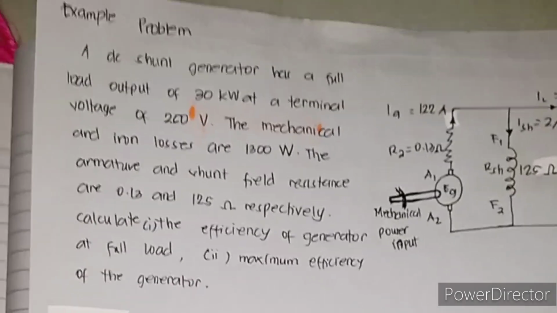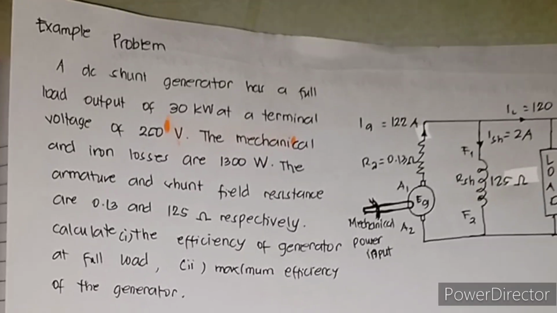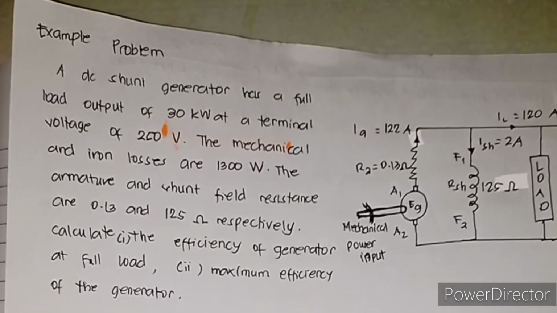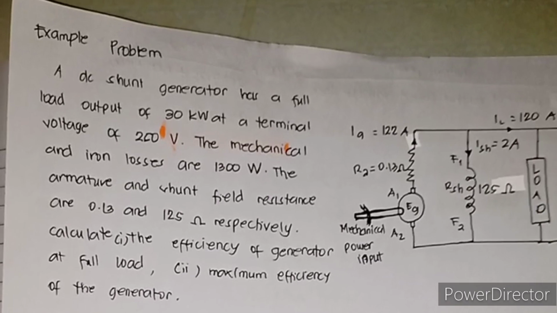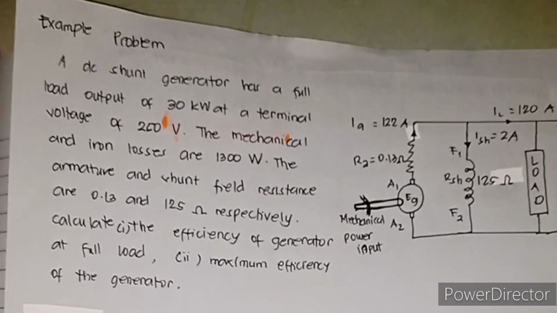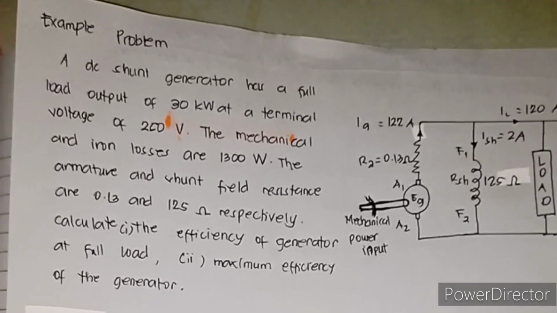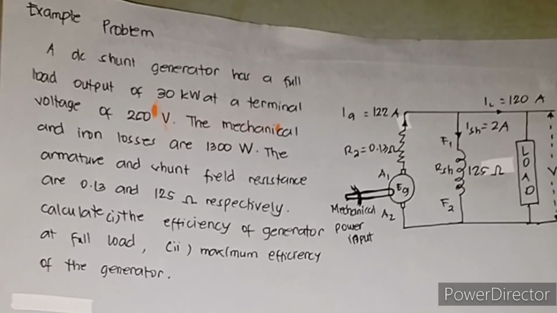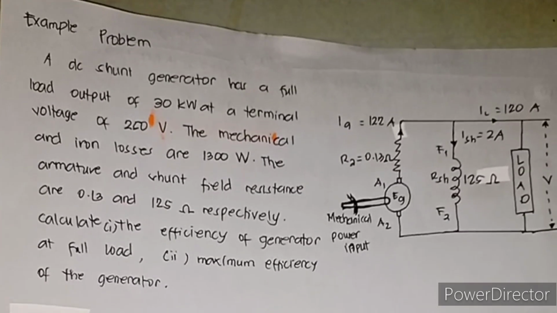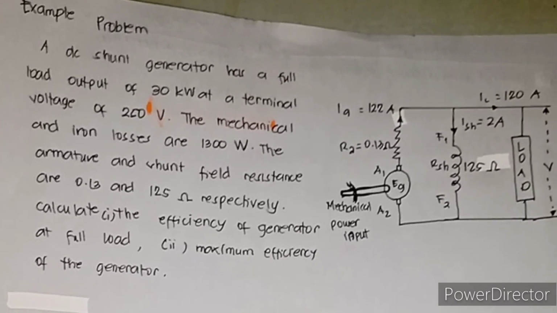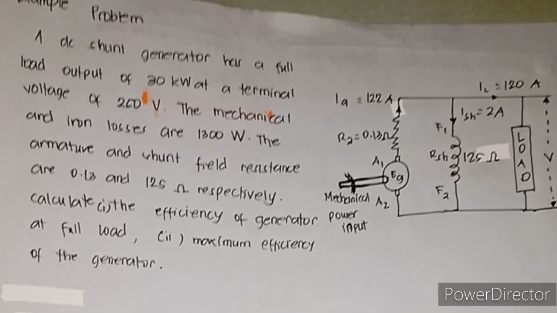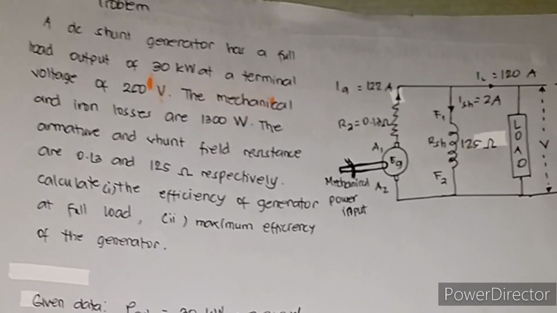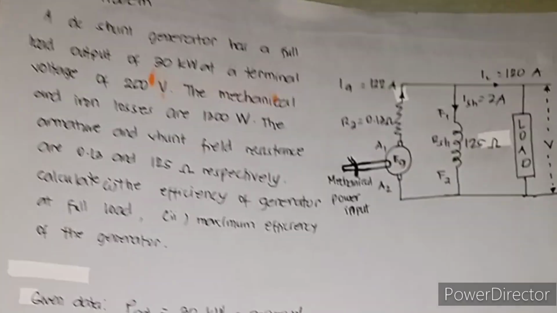We have an example problem. A DC shunt generator has a full load output of 30 kilowatts at a terminal voltage of 250 volts. The mechanical and iron losses are 1,300 watts. The armature and shunt field resistance are 0.13 and 125 ohms respectively. Calculate the efficiency of the generator at full load and the maximum efficiency of the generator.